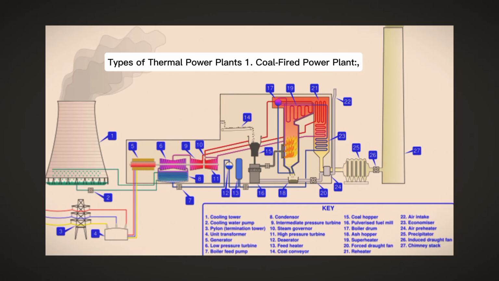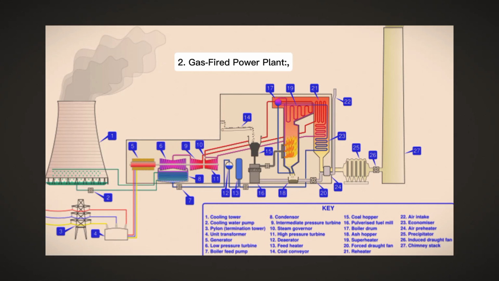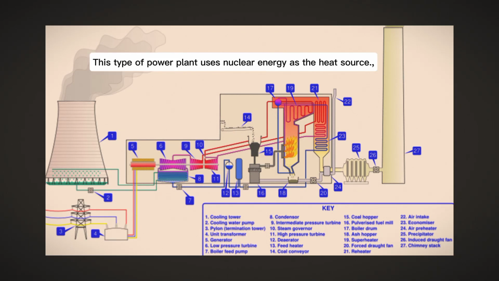Types of thermal power plants. 1. Coal-fired power plant. This is the most common type of thermal power plant, which uses coal as the fuel source. 2. Gas-fired power plant. This type of power plant uses natural gas as the fuel source. 3. Oil-fired power plant. This type of power plant uses oil as the fuel source. 4. Nuclear power plant. This type of power plant uses nuclear energy as the heat source.